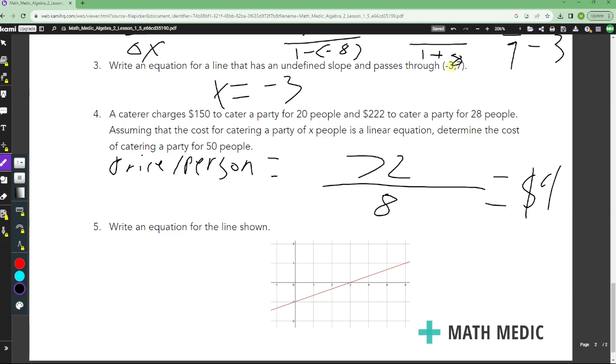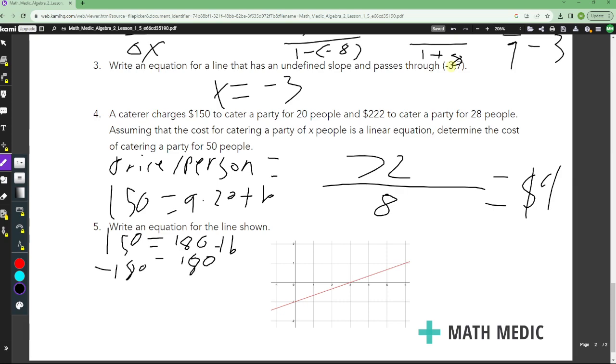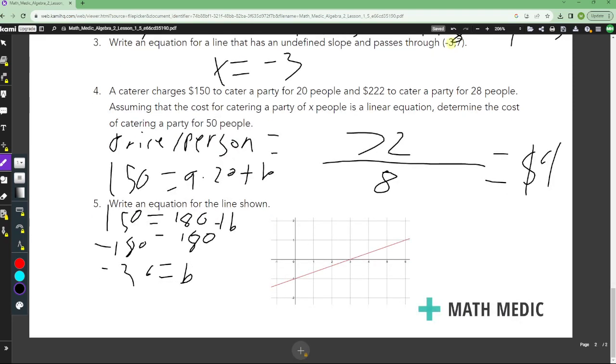So now that we know it's 9 per person, we can do 150 equals 9 times 20 plus b. I'm going to go down onto number 5 a little bit. 150 equals 180 plus b. Subtract 180 from both sides. We'll get b equals negative 30, which means y equals 9x minus 30.